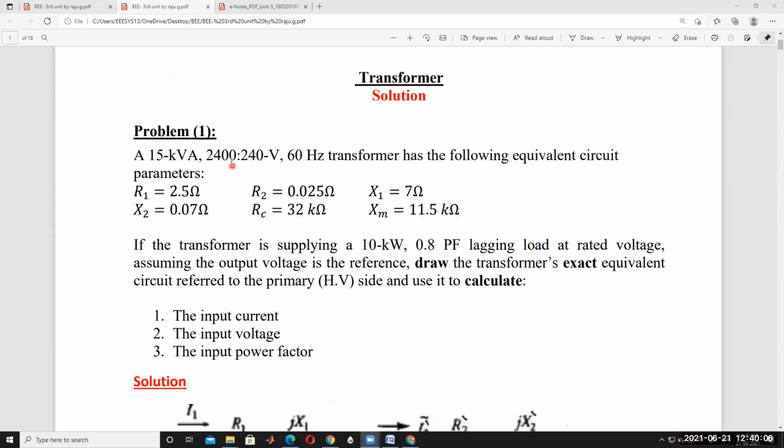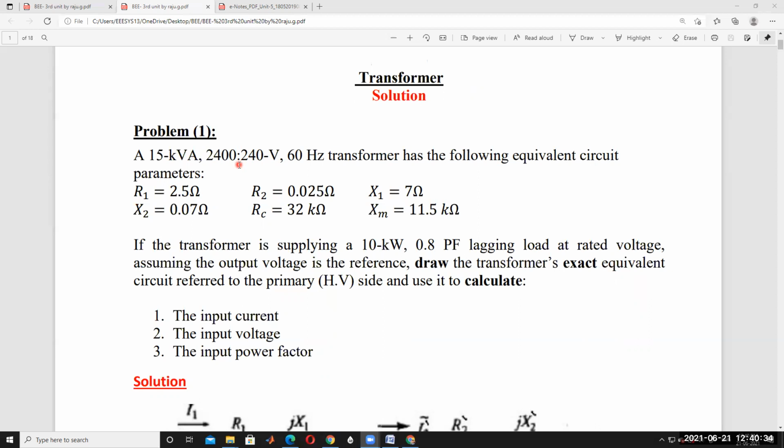So here, given the voltage ratio, find the transformation ratio, that is K, N2 by N1. Otherwise, V2 by V1 also gives the transformation ratio. That is called K. K is equal to N2 by N1, 240 divided by 2400. Otherwise, another constant, the turns ratio. The transformation ratio is different, the turns ratio is different.